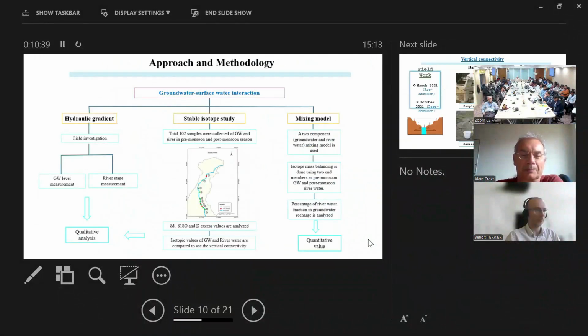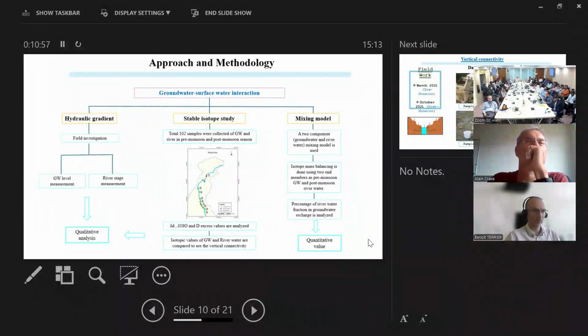So for that, we also look at the vertical connectivity. Till now, I have only talked about the longitudinal connectivity, and the agriculture component is showing that the lateral connection was there at the reach scale. But hydrologically, what is the role of the groundwater component in those processes?